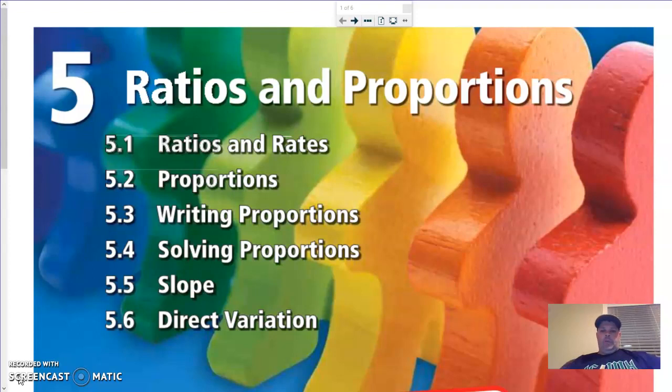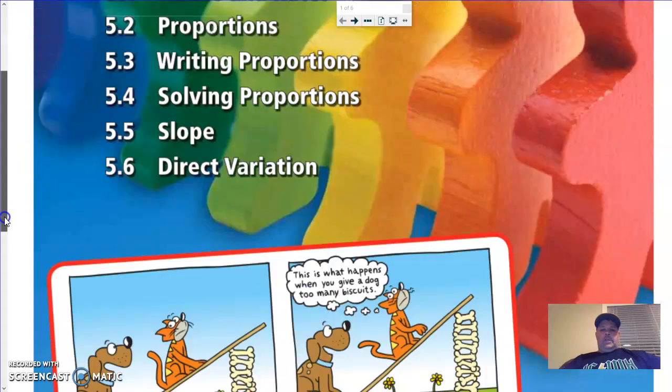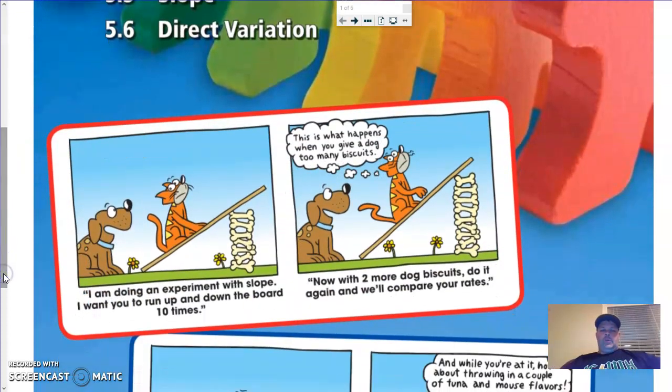Today we're going to quickly introduce Chapter 5, Ratios and Proportions. You can see on the screen that we will be doing ratios and rates, proportions, writing proportions. We'll be solving those proportions. We will talk about slope, which we have a little bit already, and then we'll also talk a little bit about direct variation.